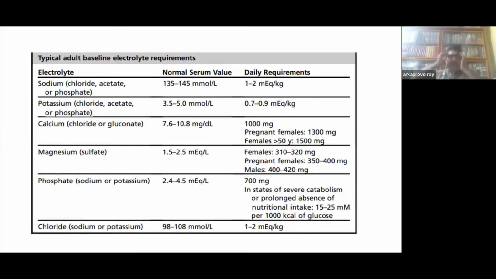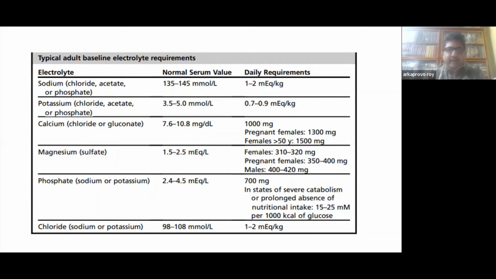Now, this is the typical adult baseline electrolyte requirements. There are sodium, potassium, calcium, magnesium, phosphate, and chloride. Sodium should be at the rate of 135 to 145 millimole per liter. Daily requirements 1 to 2 milliequivalent per kg body weight. Potassium is 3.5 to 5 millimole per liter. Daily requirements 0.7 to 0.9 millimole per kg.